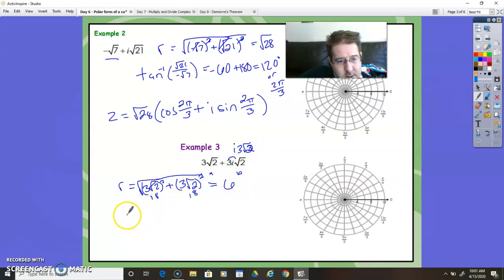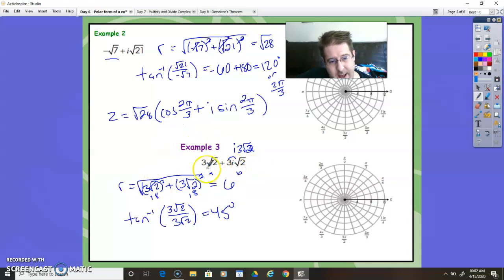So we now know r, so the next thing I need to do is find the inverse tangent. Inverse tangent of, well, let's be honest, 3 times the square root of 2 over 3 times the square root of 2, anything over itself is 1. So it's really just inverse tangent of 1, which is 45 degrees. Okay, so the next thing I need to ask myself is, is this in the right quadrant? I want it to be right and up. Right and up will be in the first quadrant. 45 degrees is in the first quadrant, so that's exactly the way I want it.